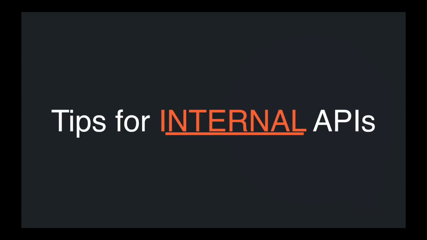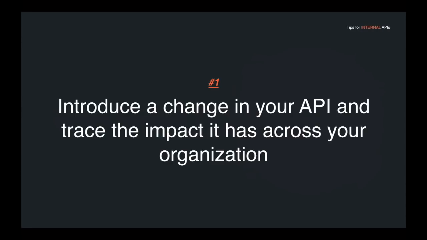So I'd start with certain tips for internal APIs. One of the things that I've seen work really well is introducing a change in your API and trying to trace that change through your entire development organization. And it doesn't have to be a big change. It can be a very, very simple, small change.